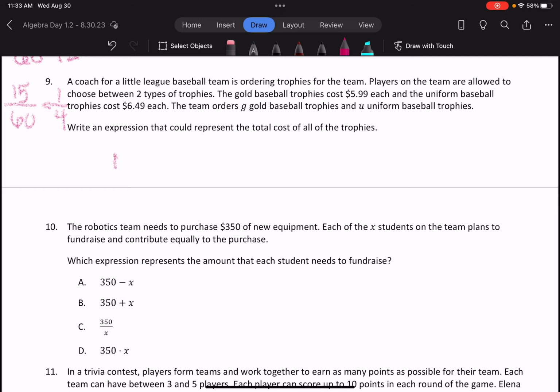All right, so we'll say total cost equals, and we have $5.99 for the gold baseball trophies, so $5.99 G plus $6.49 U. Now, a question for you that I want you to think about is, why can I not combine these two terms? So think about that. Why can I not combine these two terms? They have to remain separate, and there's a good reason, so think about why that reason is.